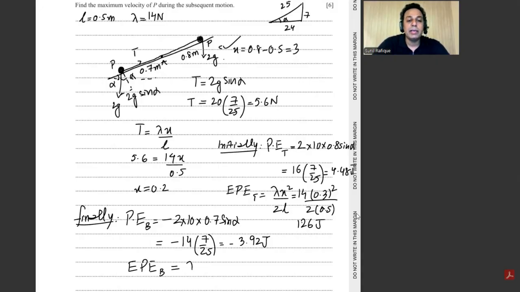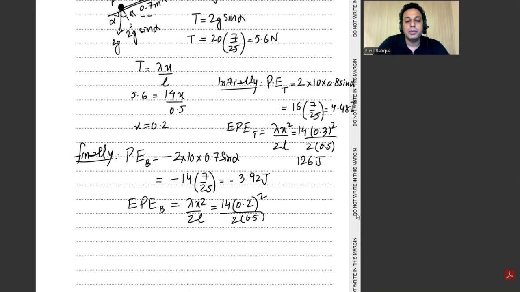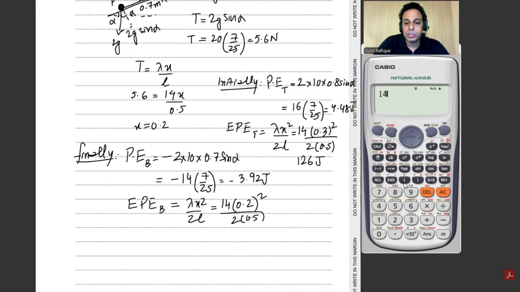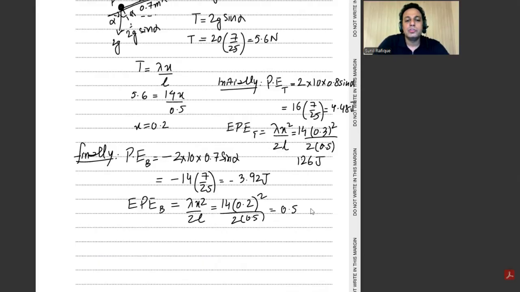Okay, so that's going to be lambda x squared over 2L again. So no negative sign. It's going to be 14 times the extension we just calculated, 0.2 squared, divided by 2 times 0.5, which will just be 1. So let's calculate this: 14 times 0.2 squared, and that is 0.56 joule. If you have any doubts or confusions, pause the video and look at each of the energies I calculated: potential energy and elastic potential energy.